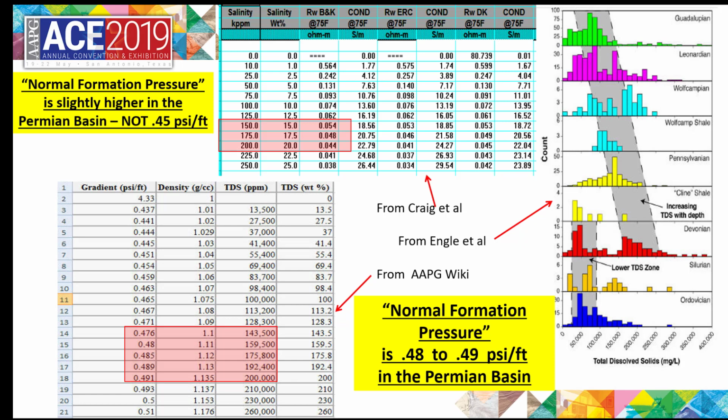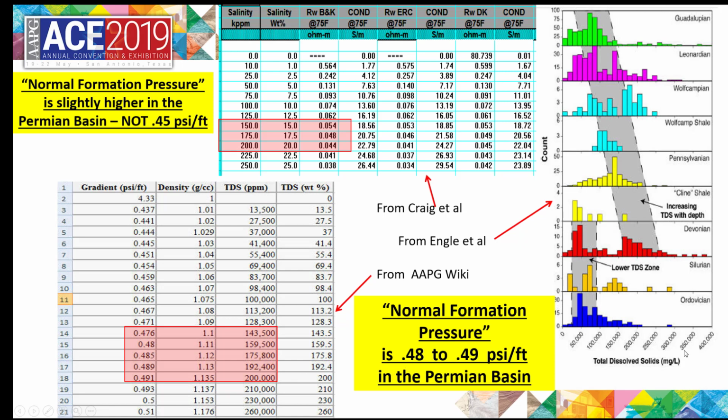Okay, so what is a normal pressure gradient in the Permian Basin? If you just had a normal brine, it would be about 0.45 psi per foot, but the water salinities in the Permian Basin are 150,000 parts per million. So this gives us actually a higher natural pressure gradient. It's about 0.48 to 0.49.